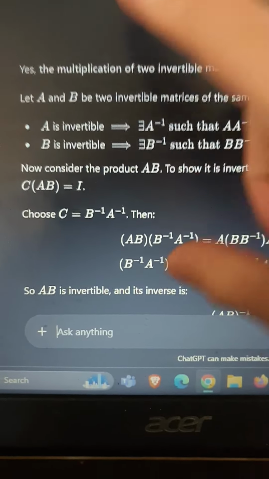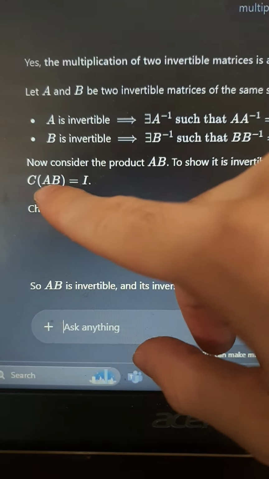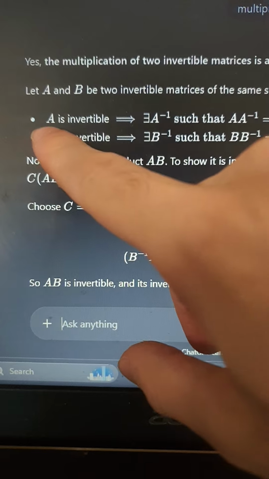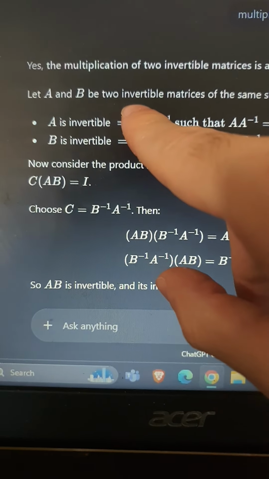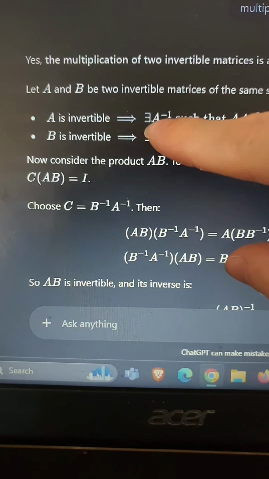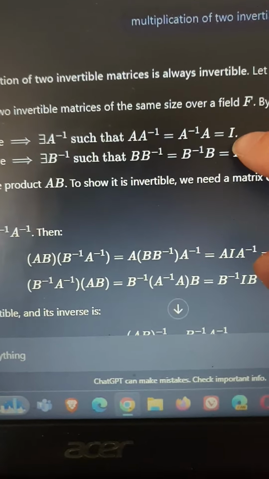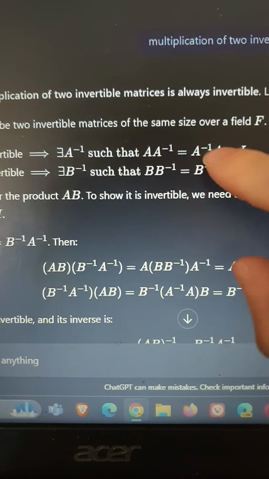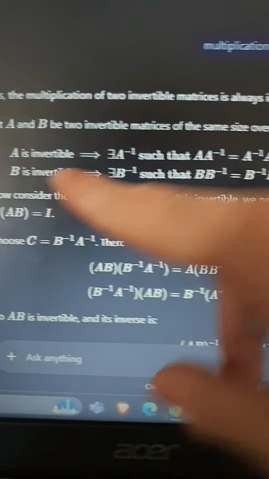Okay, so let's see how we take two invertible matrices and multiply both and get yet another invertible matrix. So we start with A and B. Both are invertible. So A invertible means that there is A minus 1, such that their multiplication is I. This is the definition for invertible matrix from both sides. So A is invertible and B is also invertible.